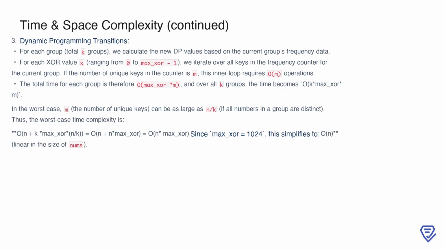Substituting this into the equation, the time complexity becomes O(n + n * max_XOR), as the k terms cancel out. Given that max_XOR is a constant value of 1024, the overall time complexity simplifies to O(n), which is linear in the size of the input array.